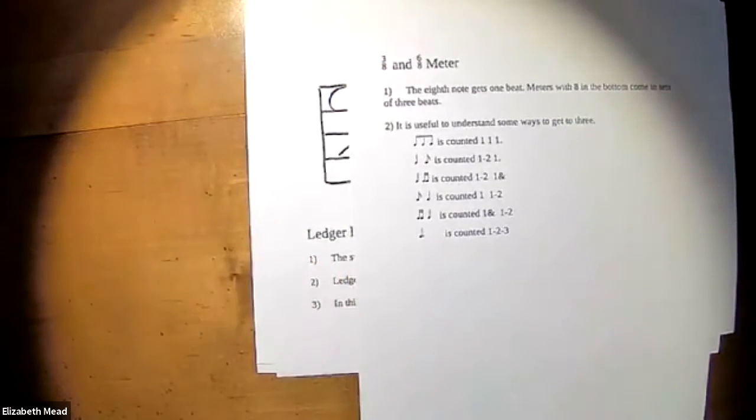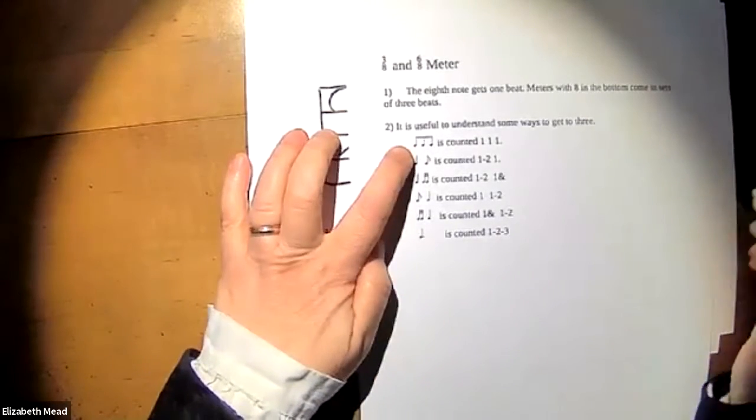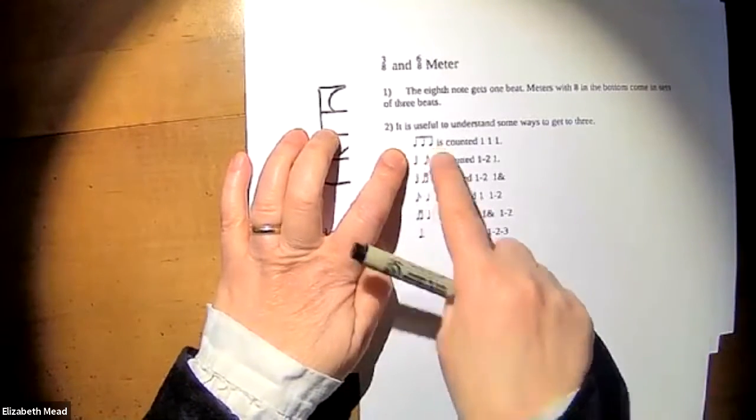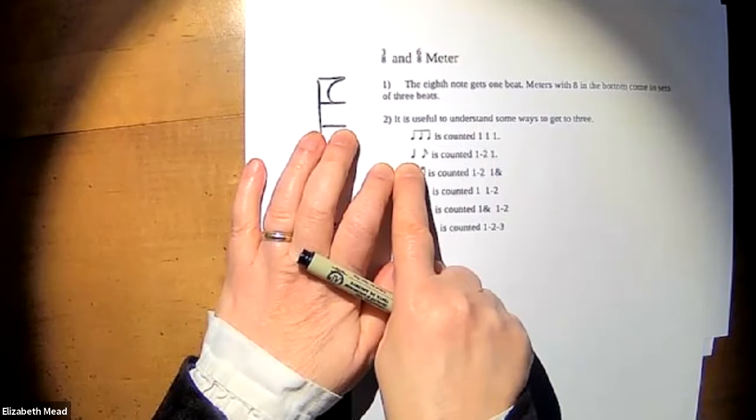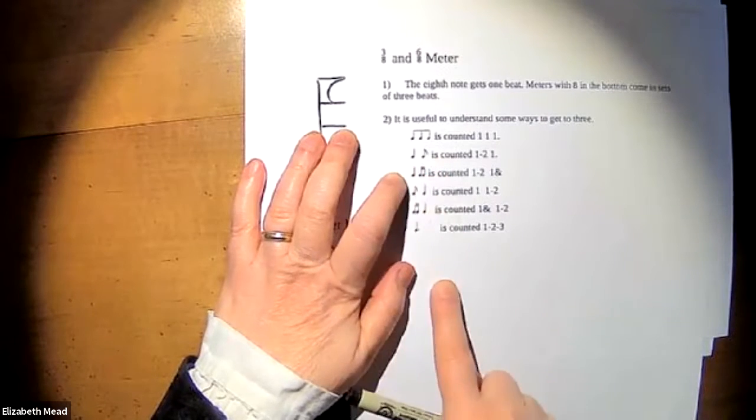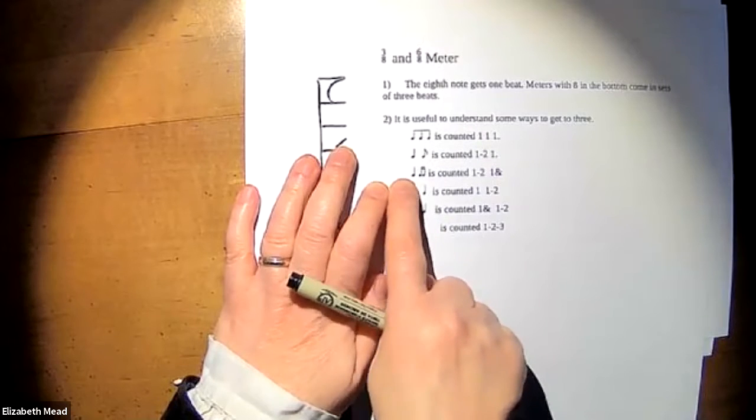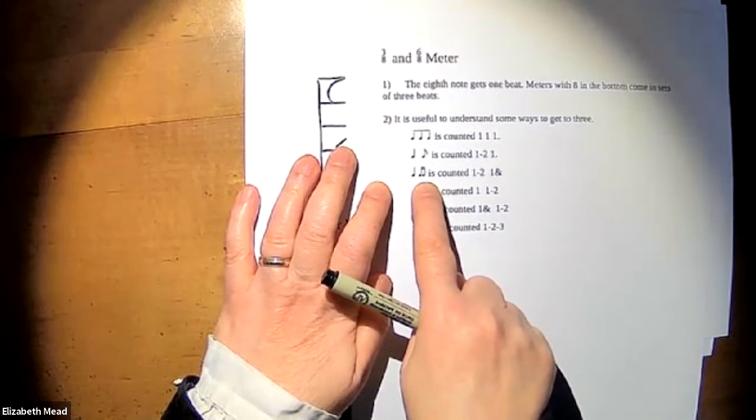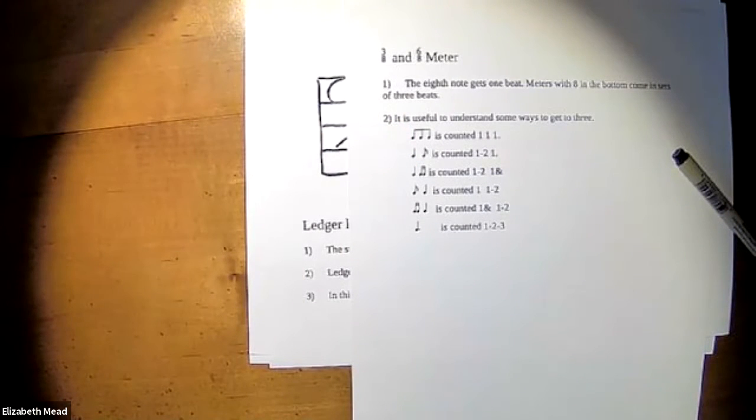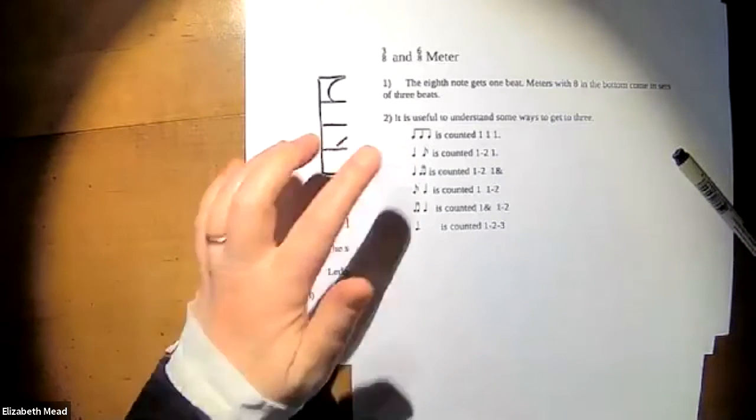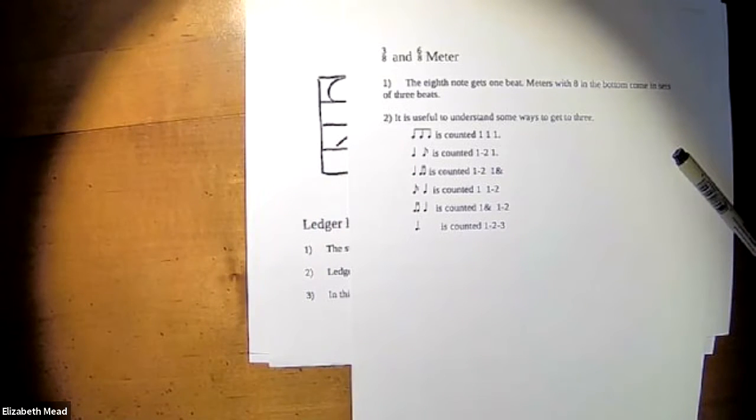So you want to think about how you can get to 3. You can get to 3 by having three eighth notes connected together. You can get to 3 by having a quarter note, which is two eighth notes, 1, 2, and an eighth note. Or a quarter note and two sixteenths. So let's clap these. The first one is 1, 2, 3, 1, 2, 3, 1, 2, 3. The second pattern, 1, 2, 1, 1, 2, 1, 1, 2, 1.